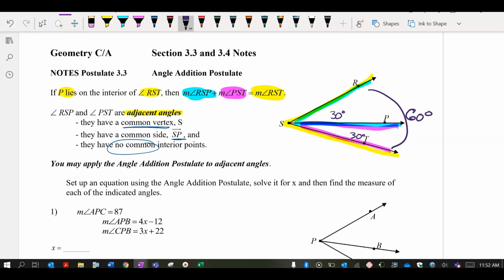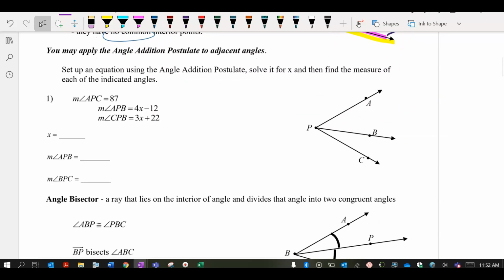All right, moving on to an example here. It says set up the equation using the angle addition postulate, solve for x, and then find the measure of each indicated angle. I'm first going to write out everything I know. The measure of angle APC, the big angle here, is equal to 87 degrees. The measure of angle APB is 4x minus 12 degrees. And angle CPB is 3x plus 22. At any point, pause the video so you're able to jot down these notes as well.